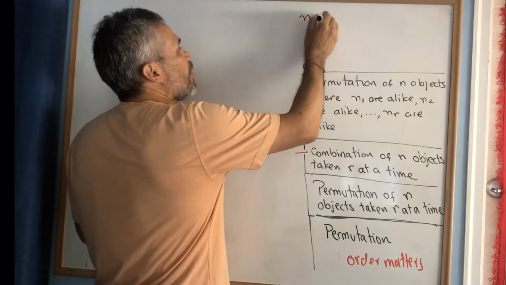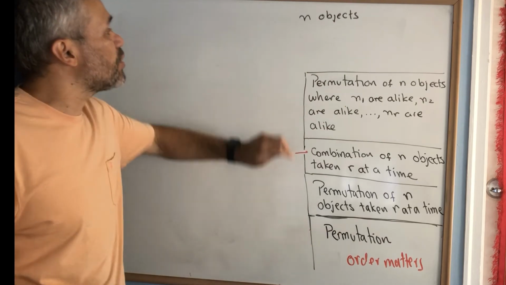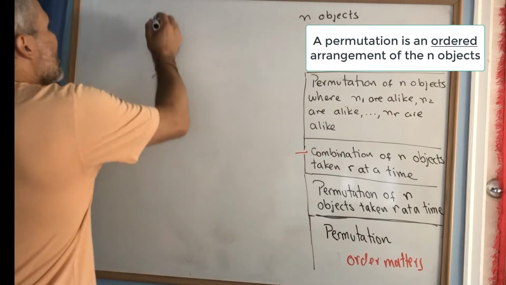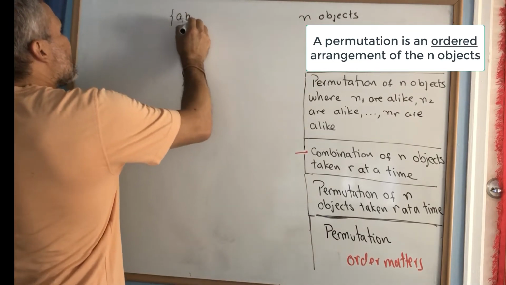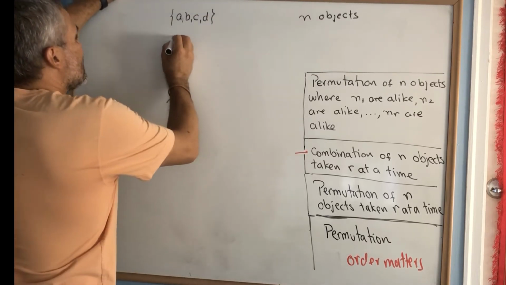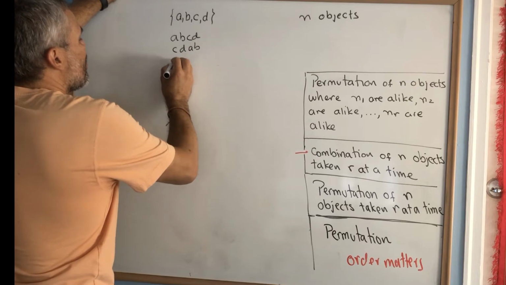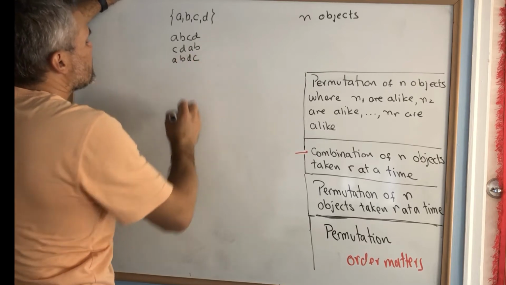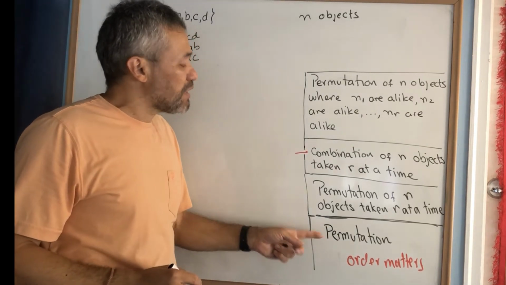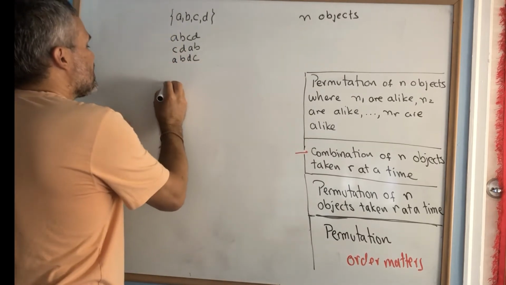Let's suppose that we have n objects. Then we say that a permutation is an ordered arrangement of these n objects. Let's suppose that we have, for example, 4 objects, A, B, C, and D. Then an example of a permutation would be A, B, C, D, or C, D, A, B, or A, B, D, C. These are just examples. Let's start with the problem of counting how many permutations are possible. We can do that using the basic counting principle.